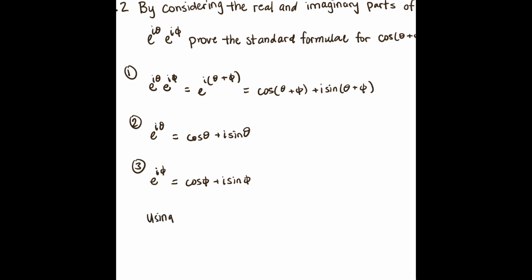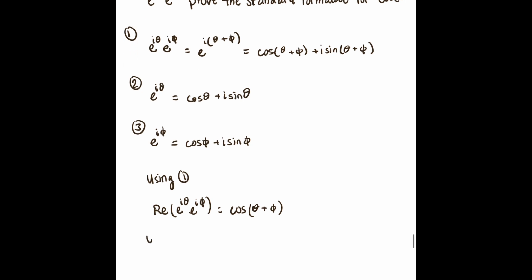Now, using equation 1, we are going to take the real part of e to the i theta times e to the i phi, which is cosine of (theta plus phi). Then using equations 2 and 3, we're going to multiply them together and then FOIL.